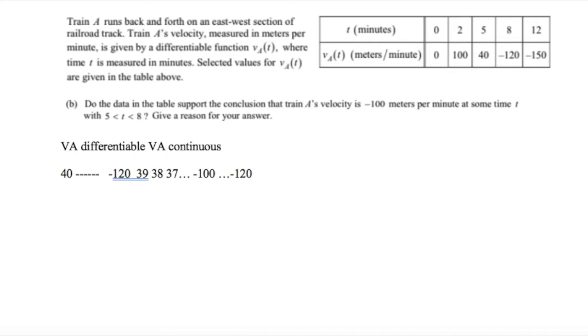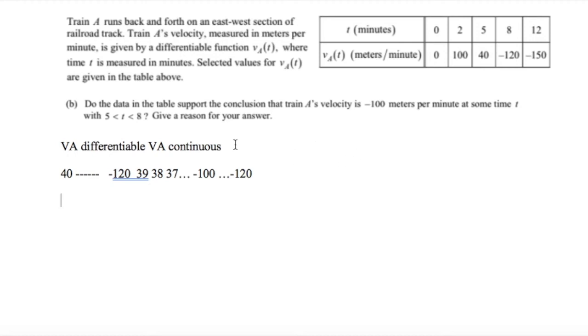And likewise, if you read the question, it says train A runs back and forth on an east-west section of railroad track. For some context and reasoning for your answer, you could say that obviously the function is continuous because it's differentiable. That's our mathematical approach, but we can also look at it from a logical point of view and say, well, a railroad, you can only go one way and another way, so you can't take the train off the tracks and then put it back on later. You're always on the tracks no matter what. So it's a good thing to know.